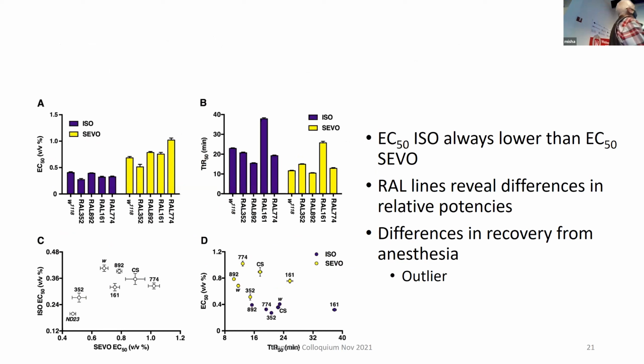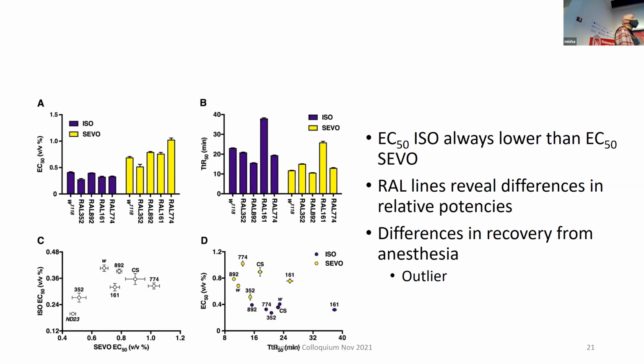So we subjected the different RAL lines. Here, the white 1118 serves as control, purple is isoflurane, yellow is sevoflurane. And you can see that the EC50 varies between the different lines, right? Both for isoflurane and for sevoflurane. And also the time to recovery, that's the speed at which they regain mobility, also varies between the different RAL lines.